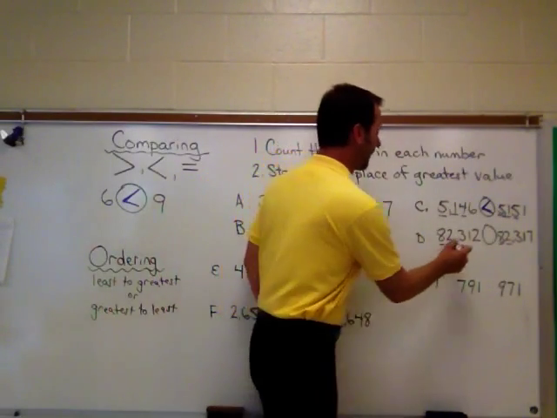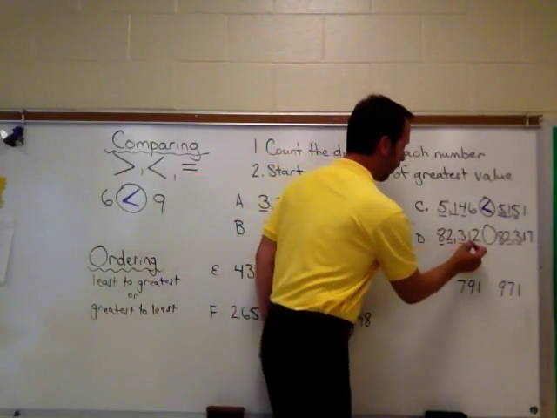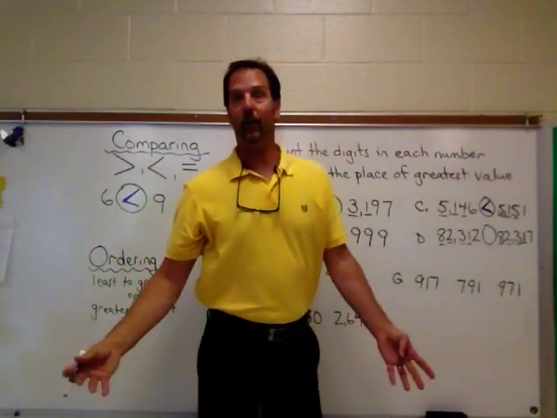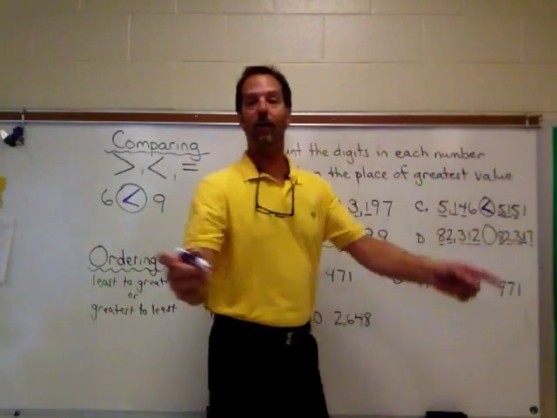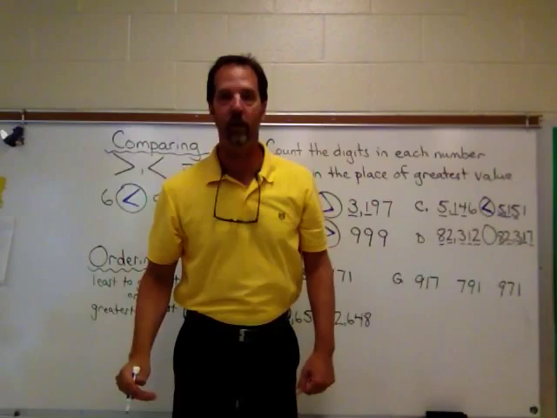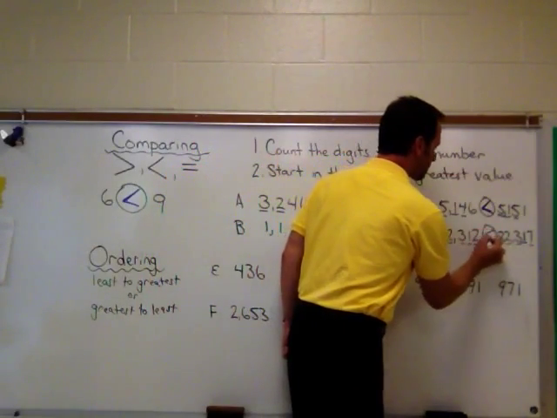Go to the hundreds place. 3, 3. Go to the tens place. 1, 1. Ay caramba! Go to the ones place. 2 and 7. Now there's a difference, and which one is bigger? The 7. Mouth's going to open to the larger number.